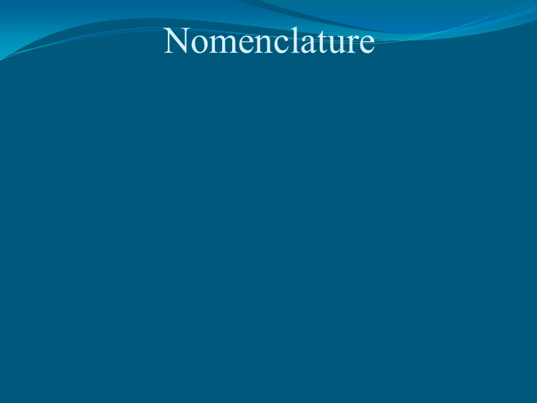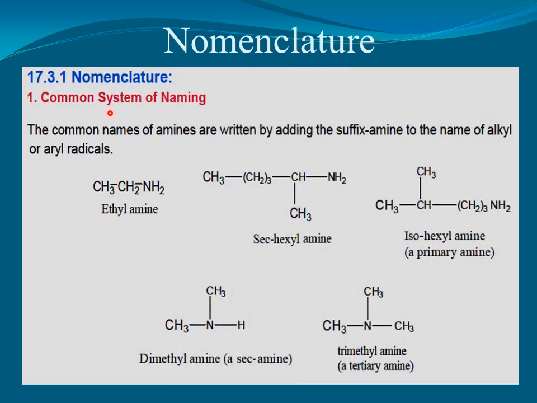Now students, let us try to understand the system of naming. First of all, the common system of naming the amines. The common names of amines are written by adding the suffix amine, meaning we are going to add amine at the end, to the name of alkyl or aryl radicals. Means we are going to use the name of the R group or aryl group as radicals. Look at the first example. This is an R group which is CH3CH2, meaning ethyl, and having NH2. We are going to use amine as a suffix and ethyl as a radical. So the name is going to be ethylamine.